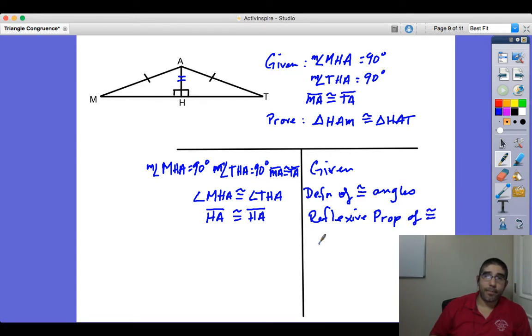All right, so we now have right triangles. We have a hypotenuse that is congruent to the other hypotenuse. And we have a leg that is congruent to the leg in the other triangle. So now we can say that triangle HAM is congruent to triangle HAT. And that is because of hypotenuse leg.